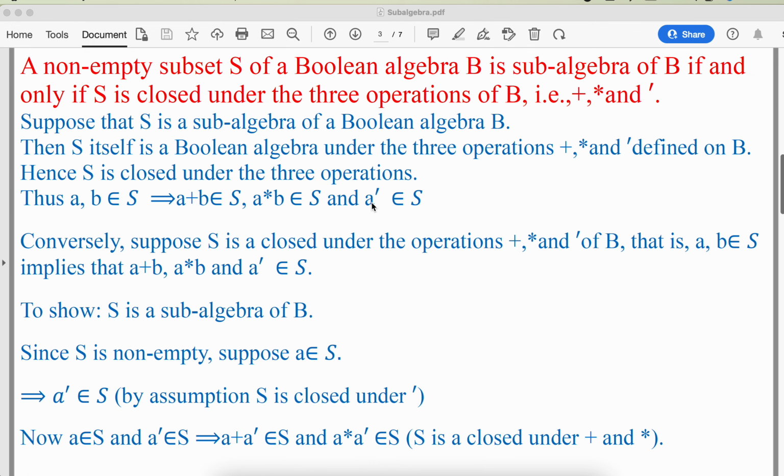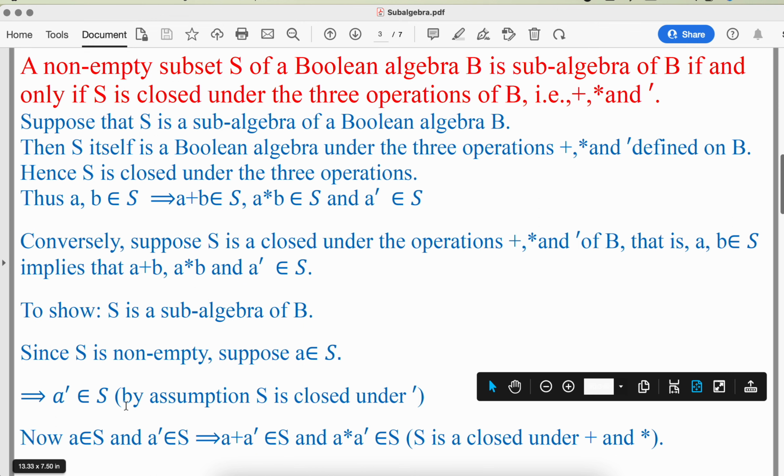Now for the second part, suppose that S is closed under the three operations addition, multiplication and complementation of B. It means if A and B belong to S, then A plus B belongs to S, A into B belongs to S and A dash belongs to S. Now we will show that S is a subalgebra of B. Since S is a non-empty set, suppose A belongs to S. It is given that S is closed with respect to complementation. It means A dash belongs to S.